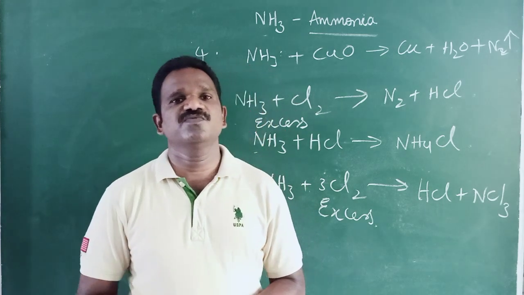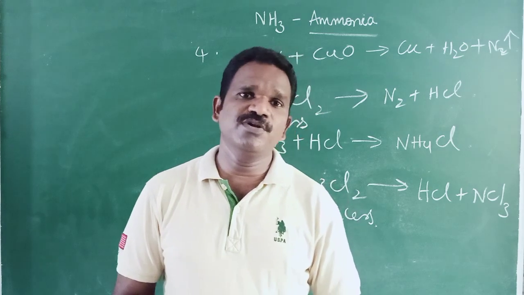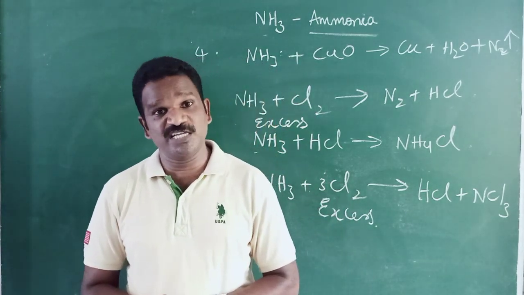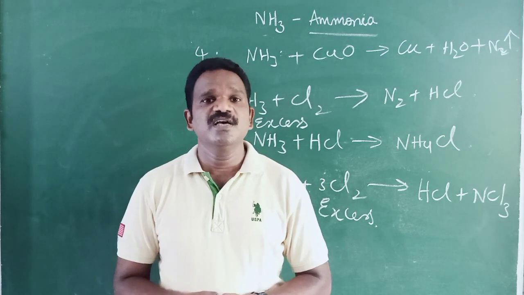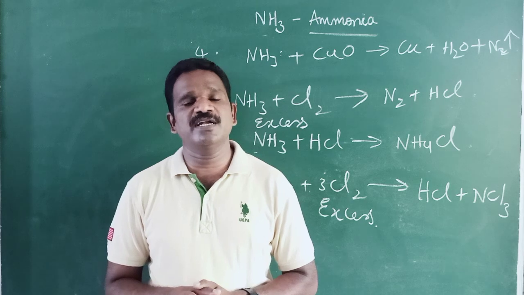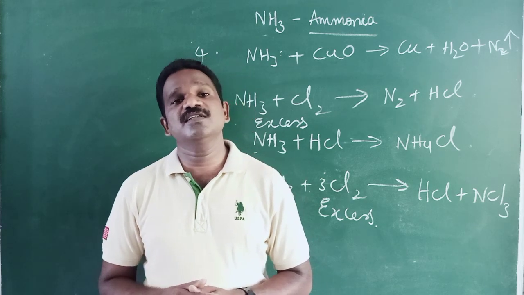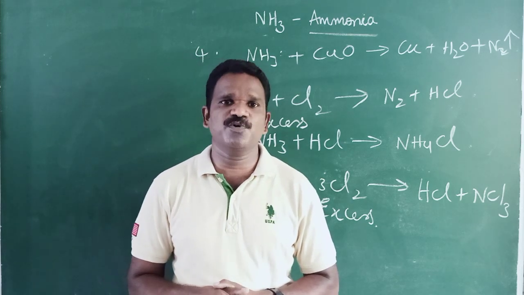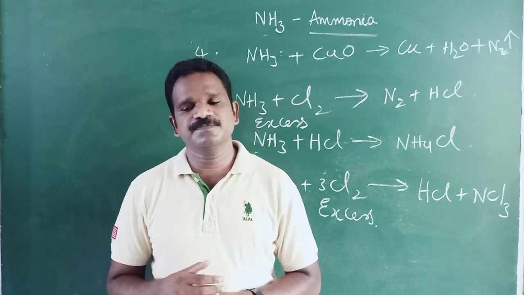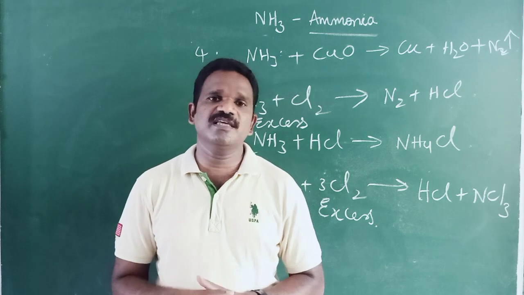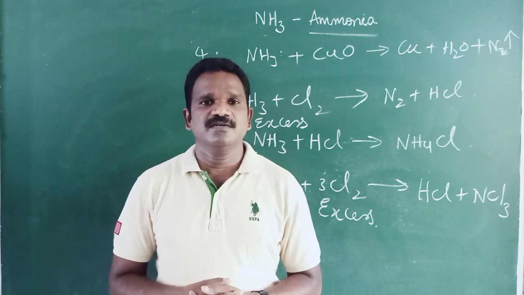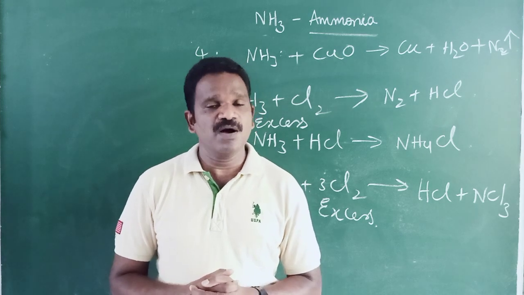So in today's class we have seen about the occurrence of ammonia. We have seen how to prepare ammonia in the laboratory, that is from NH4Cl and Ca(OH)2, and also how to prepare ammonia from magnesium nitride Mg3N2 and AlN. And then we have seen how to prepare ammonia by Haber's process, taking nitrogen and hydrogen in the ratio of 1:3, with different conditions. Then we have seen about the fountain experiment. How can we make aqueous ammonia?